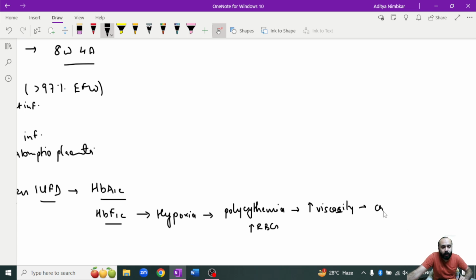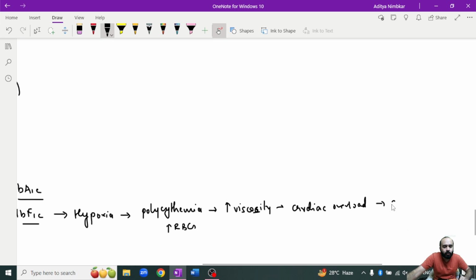This leads to cardiac overload, and eventually cardiac overload will lead to congestive cardiac failure. So congestive heart failure will lead to IUFD. Now none of these changes are going to be diagnosed or detected on any of your imaging modalities or antenatal surveillance techniques, which is why there is going to be sudden IUFD. There is one more thing that can happen.